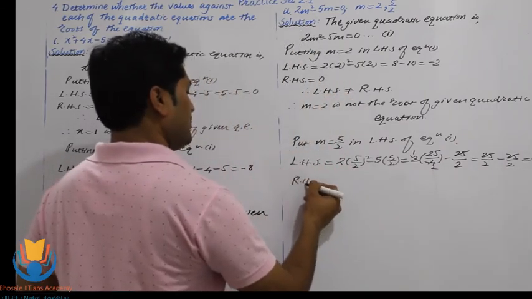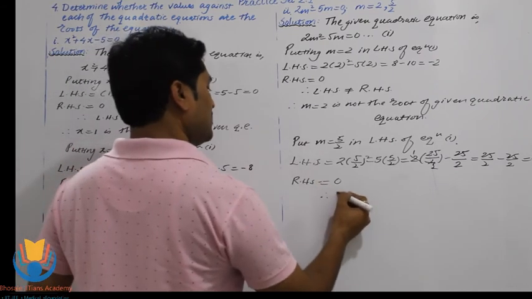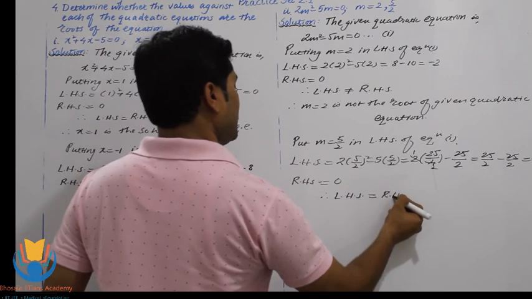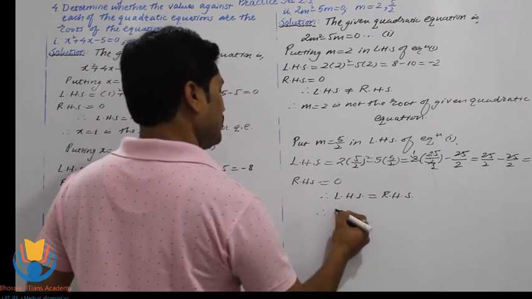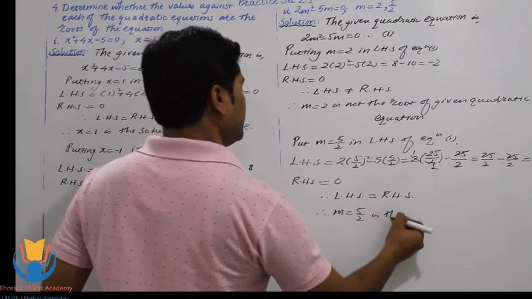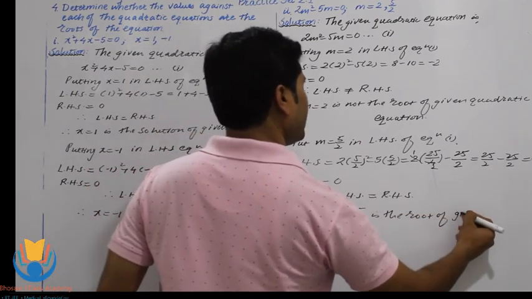And again we will copy the right hand side here, and that right hand side is already 0. So therefore here both the sides are equal. LHS is equal to RHS. Therefore m is equal to 5 by 2 is the root of the given quadratic equation.